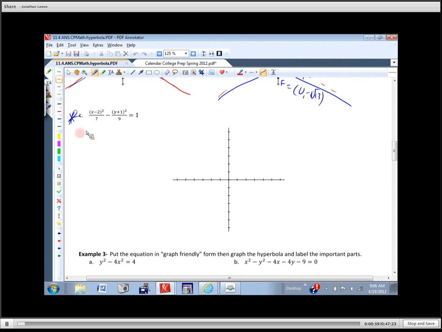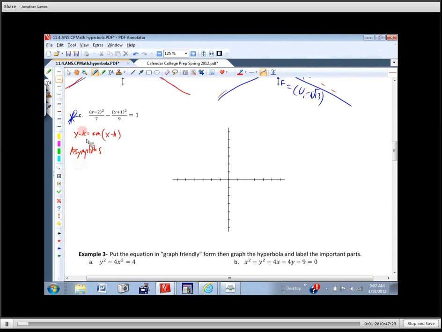Okay, asymptotes are always in this form. y minus k equals plus or minus some slope and then x minus h. If you have it in this nice graph-friendly form, you already have the expression y minus k. It's right here. You already have the expression x minus h. It's right here. So we're going to write the asymptotes right now before we do anything else, because that's what people struggle with the most, but it should be the easiest if you've already got it in a graph-friendly form.